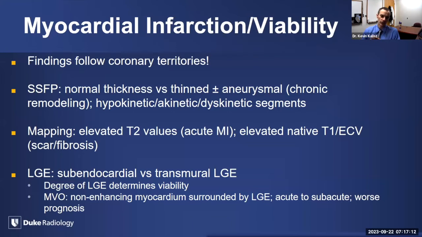And again, I would argue the most important part of this exam is the LGE. At a minimum, you're going to have subendocardial LGE. If it is more severe, it's going to progress all the way to transmural or full thickness LGE. And when asked whether this myocardium or a particular segment is viable, it's really dependent on the extent of LGE, and usually the magic number is 50%. In more severe cases, with worse prognosis, you may see MVO or microvascular obstruction. Again, that's these central areas of non-enhancement surrounded by infarct pattern LGE.